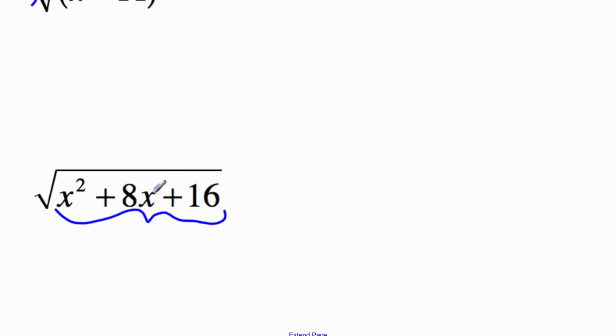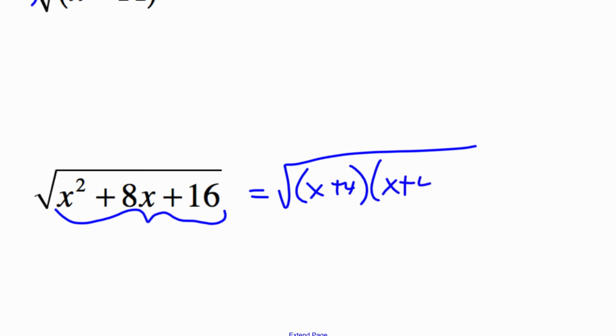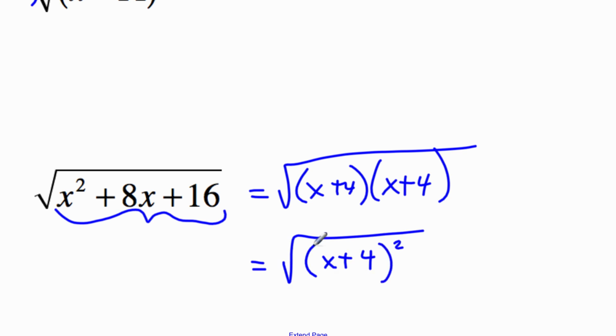However, this looks a whole lot like one of the last sections we did with factoring, where I think I could factor that into x plus 4 and x plus 4. And since both of those are the same, like 4 times 4 is 16, 4 plus 4 is 8, so that's factored correctly, you could rewrite that as the square root of x plus 4 all squared. Now I've got something all squared, and I'm taking the square root, so the square root and the square cancel, leaving me with just x plus 4.